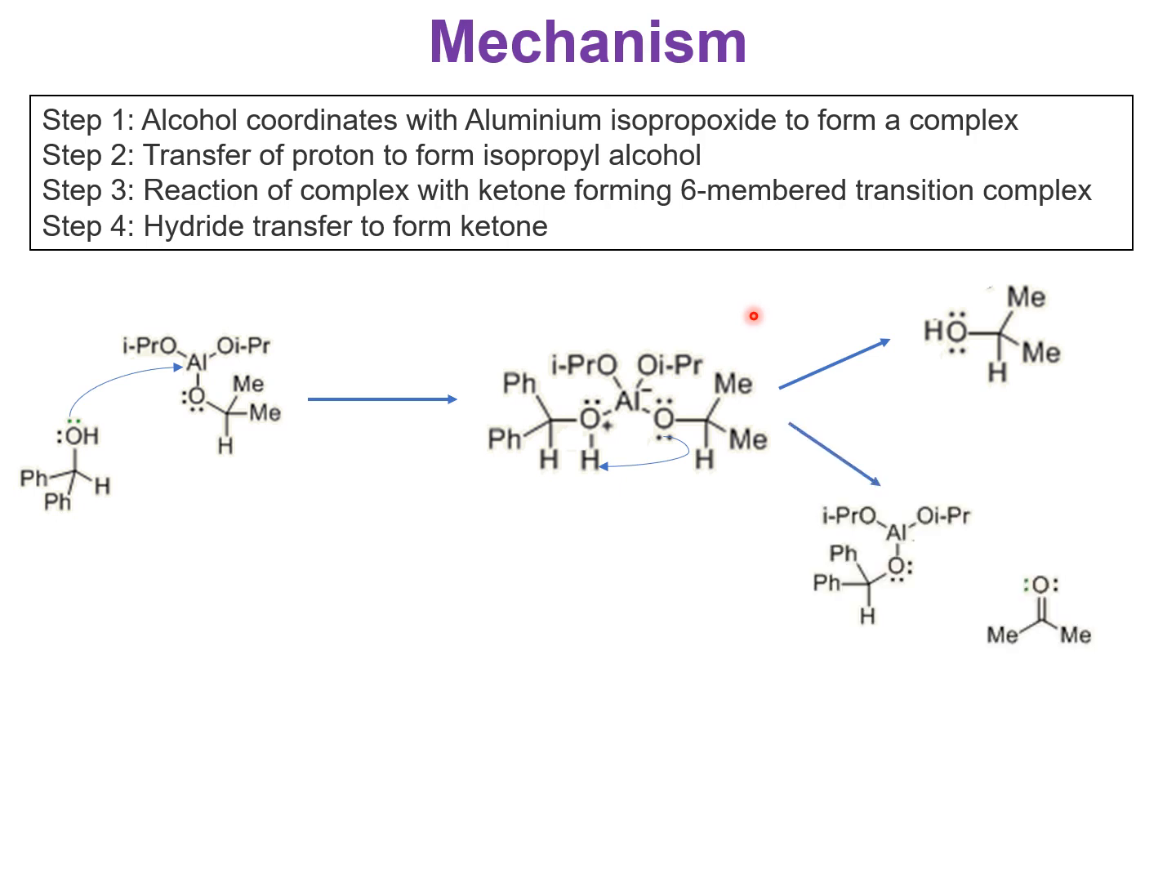Because we are using excess of ketone, similarly this metal forms a coordinate bond with the oxygen of the ketone. This forms a complex which is 6-membered considering aluminium, 2 oxygens, 2 carbons and a proton. Now there occurs a sigmatropic rearrangement, alternate formation and breaking of the bonds.